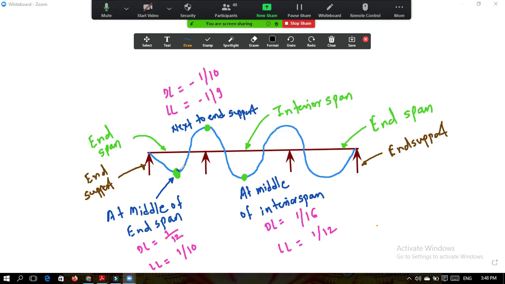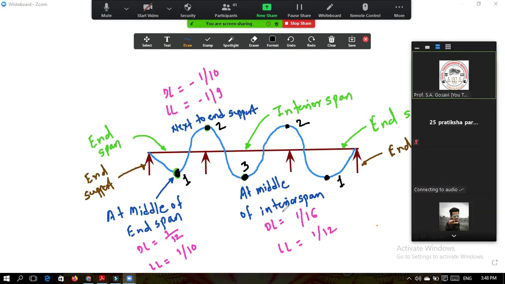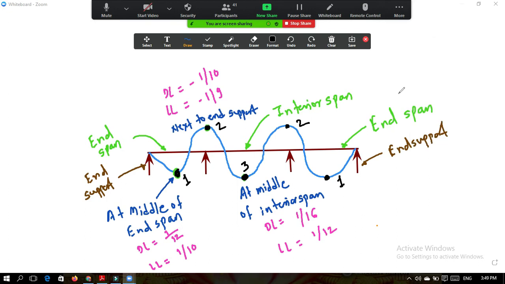See here, this is your first point where you are going to calculate the bending moment. Point number 1. Same bending moment will be there at this point, so I will call this also 1. Whatever bending moment you calculate at this point, 2, the same is the bending moment at this other point. And this is your point number 3. The first point is at middle of end span, the second point is at support next to the end support, and the third point is at middle of the interior span. So these are the coefficients.